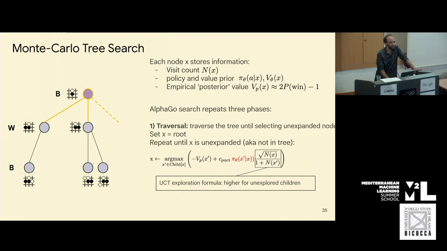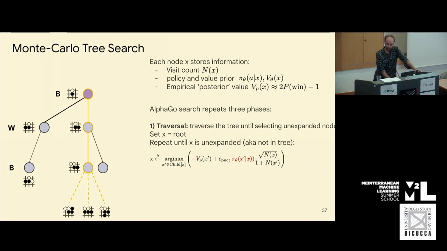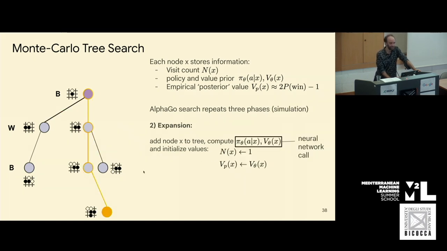OK, so details, again, matter not too much. What matters is that we use effectively RL in a tree, and then we explore until we get to a node. Once we reach a new node, we do an expansion. And this is the only time we call the neural network. It says, OK, I've never really been in that state for real. So I'm going to add X to the tree, and I'm going to compute the neural network prior for the policy and for the value function. And I'm going to initialize the visit count to 1. And my posterior value is initialized at the prior. It says, so far, I think my best estimate for whether I'm going to win or not is whatever the neural network tells me.